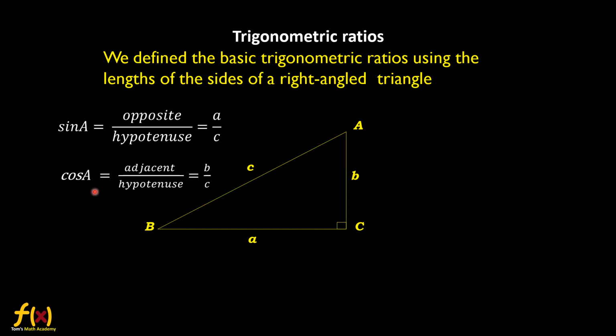Again, cos of A, the definition of cosine, cos of A, angle A, is adjacent side over hypotenuse. Adjacent side is b, hypotenuse is c. And the third ratio is tan of A. What is the definition? Opposite over adjacent. Opposite is a, adjacent is b. So a over b. Okay.